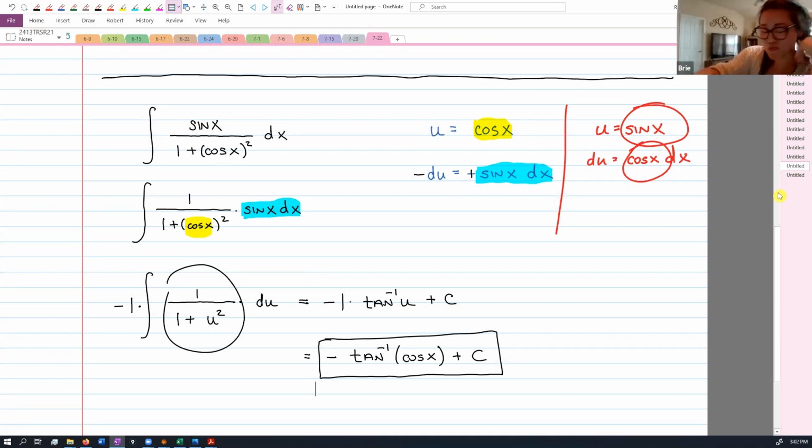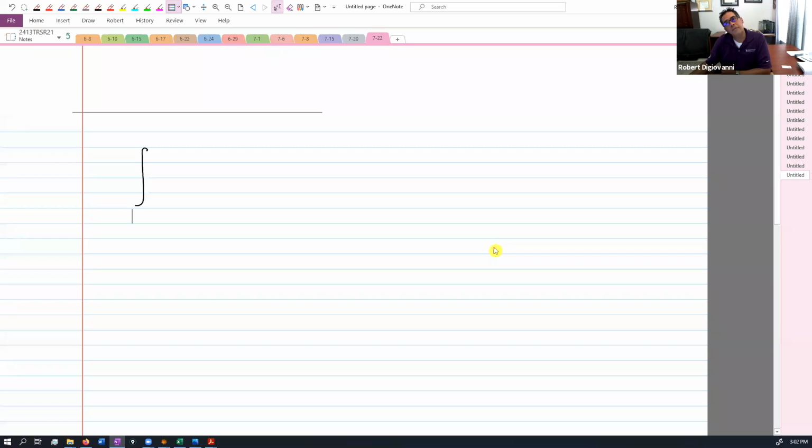Okay, good. All right, let's see here. All right, x cubed cosine of x to the 4th plus 1 over the square root of sine of x to the 4th plus 1 dx.